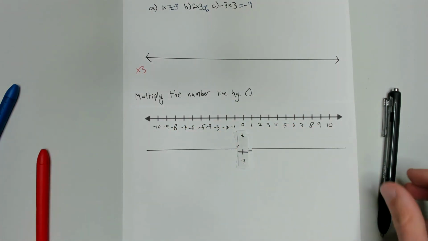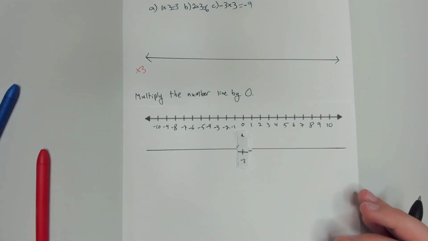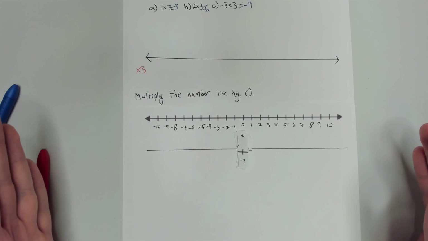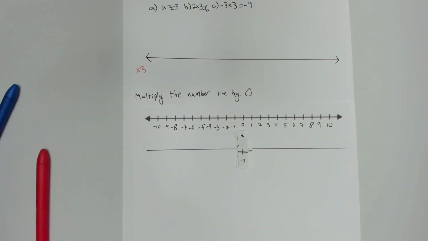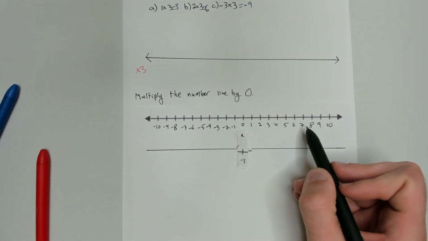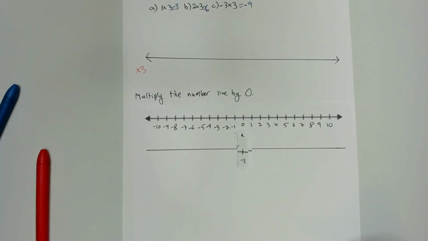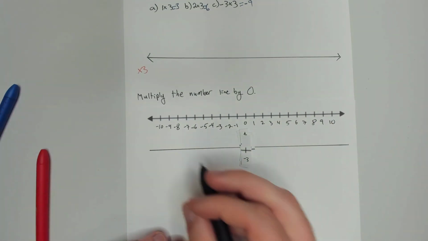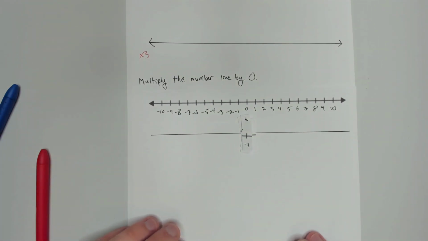And so I think this is a really interesting visualization of what multiplying by 0 means. We're taking the whole number line and we're just compressing it down to be 0, right? Because these distances are becoming a distance of 0. All these ticks, if they're a distance of 0 from each other, are on the exact same spot, namely at 0.